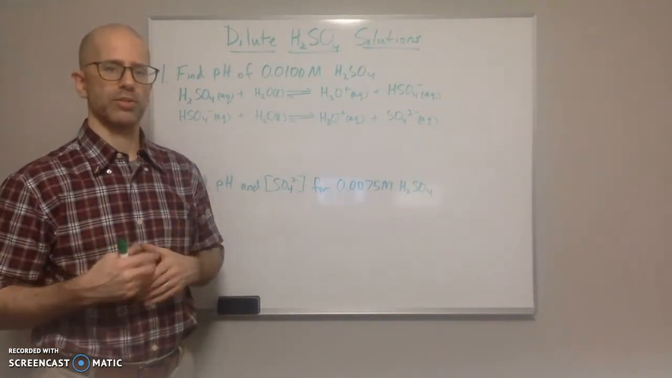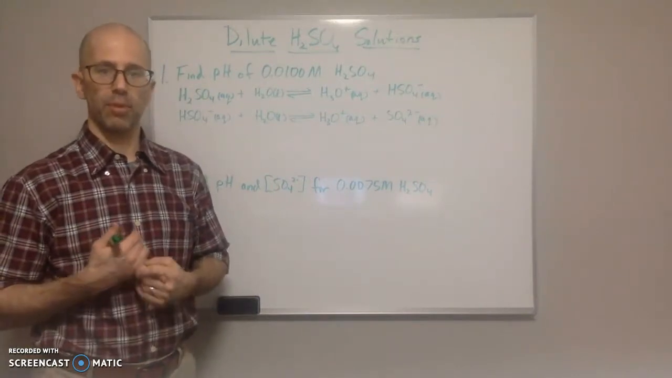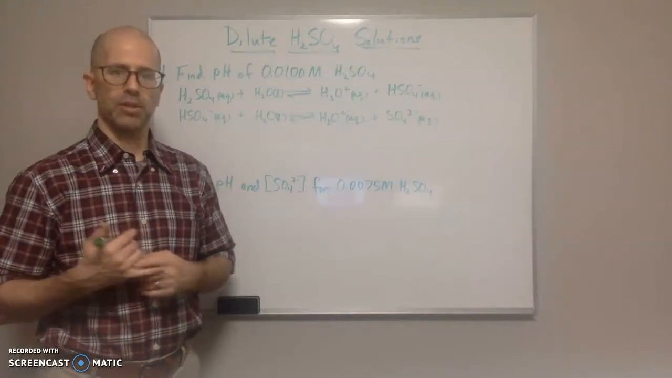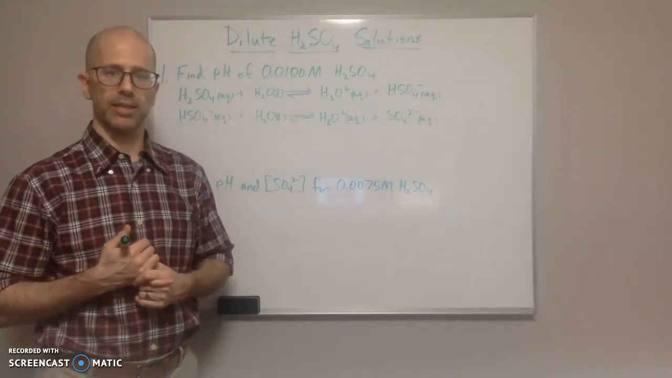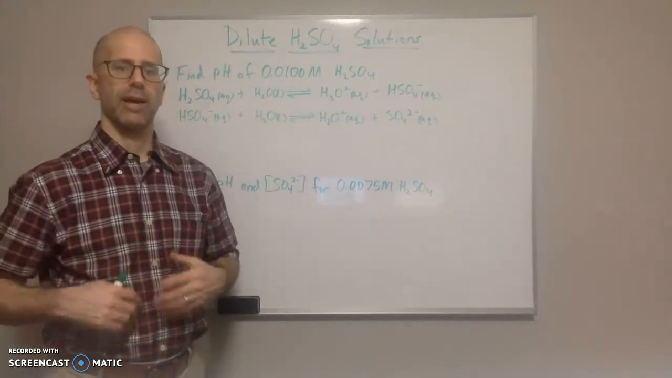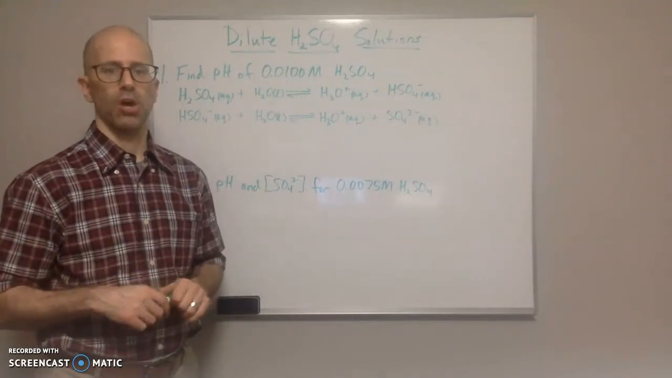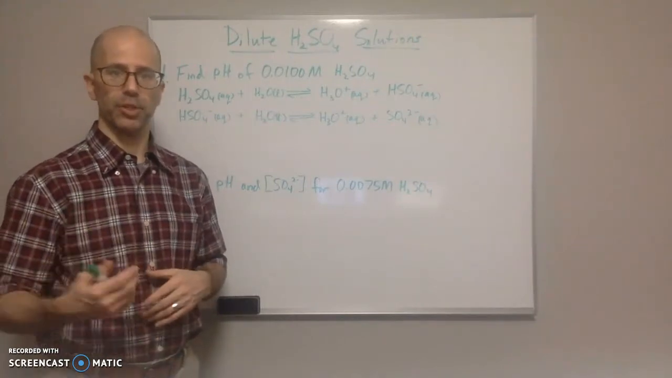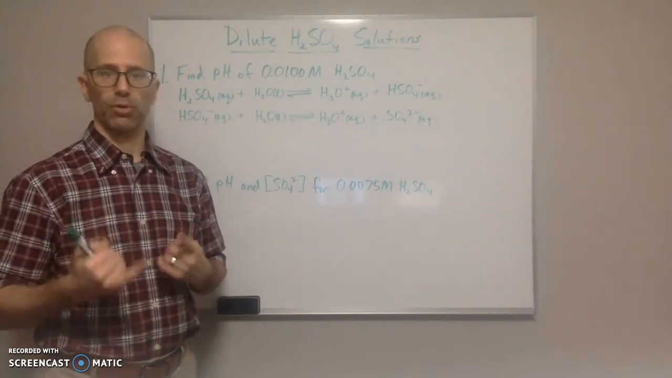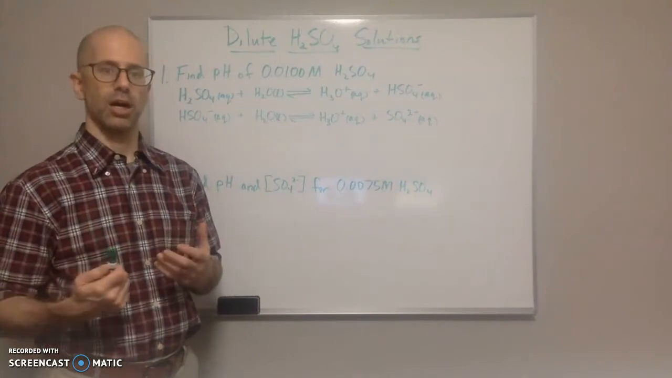So the special thing about sulfuric acid is that the first and second proton come off fairly readily. The first proton is a very strong proton, so sulfuric acid is a strong acid. That first proton comes off completely, right? And then the second proton comes off fairly well as well. So you've got to take both of those protons into account when you're trying to figure out the pH of your solution.